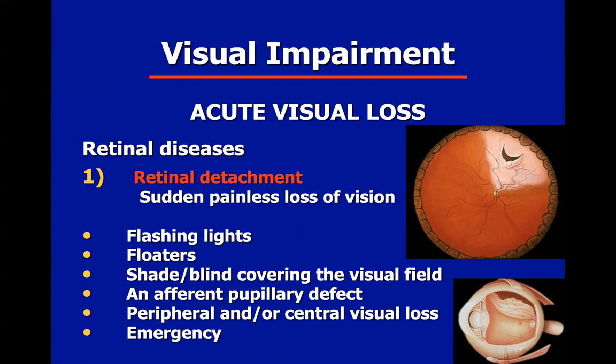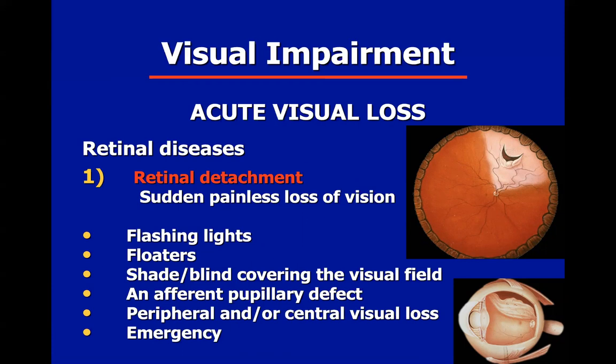Another visual impairment or acute visual loss is the retinal diseases. We finished the media opacities. Now we'll come to the retinal diseases. An important retinal disease is a retinal detachment. You don't really have to know much more than this. It is a sudden but painless loss of vision, but it is acute.